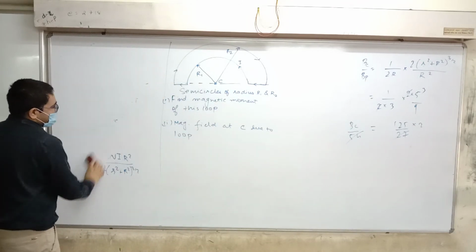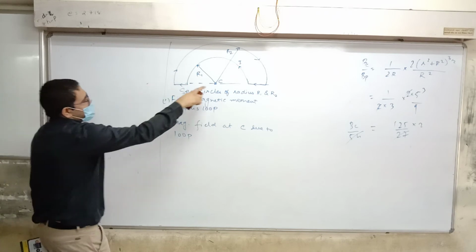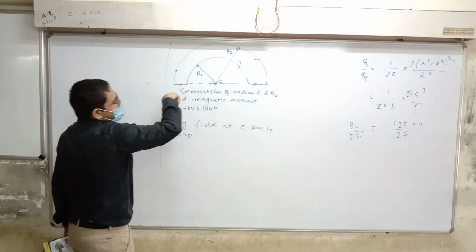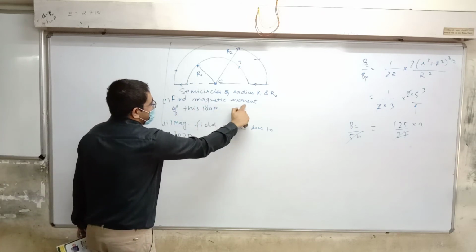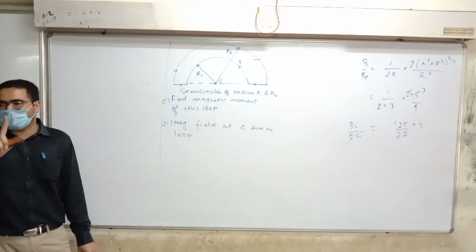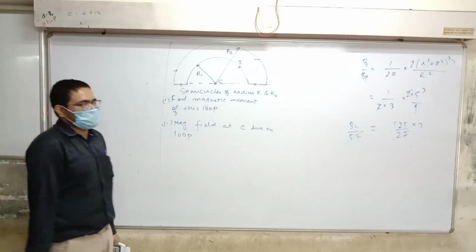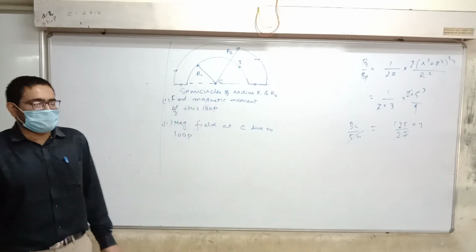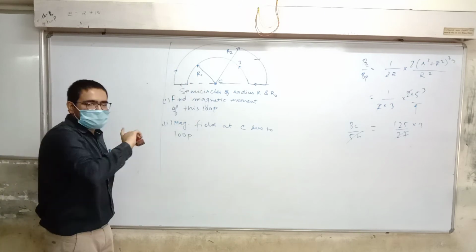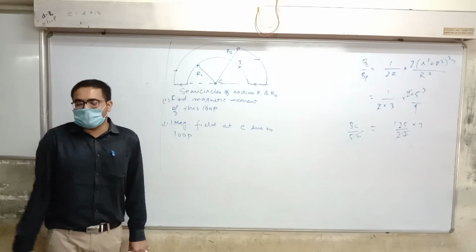Right, this question is about current flowing in semicircular rings or loops. What do we have to find? First question, what do we have to find? Magnetic moment. What is the formula of magnetic moment? NIA. So turn, number of turns, current and area. Right, now which area should you take?